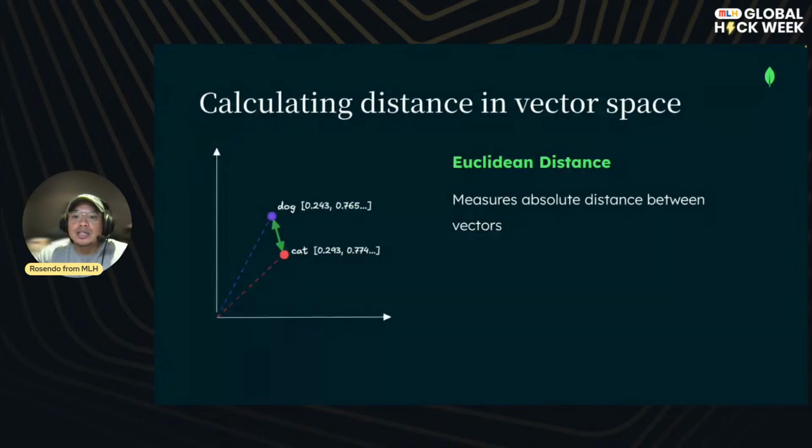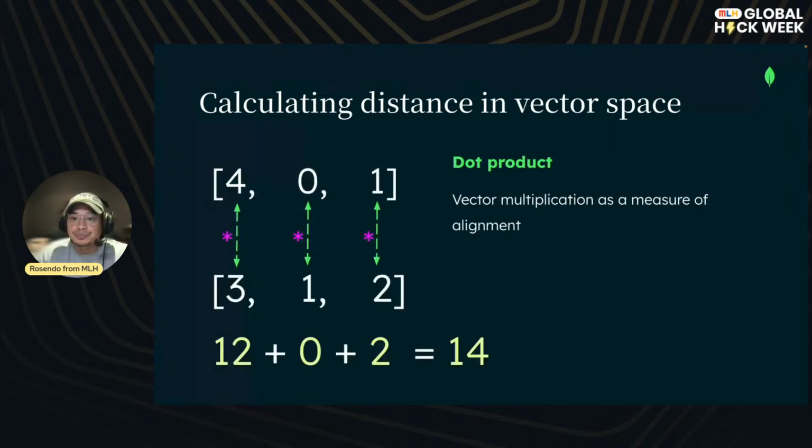The first one is Euclidean distance. This measures the absolute, or straight line, distance between the 2 vectors. As you can see here, you have dog and cat, and this just measures the Euclidean distance between the 2 of them.